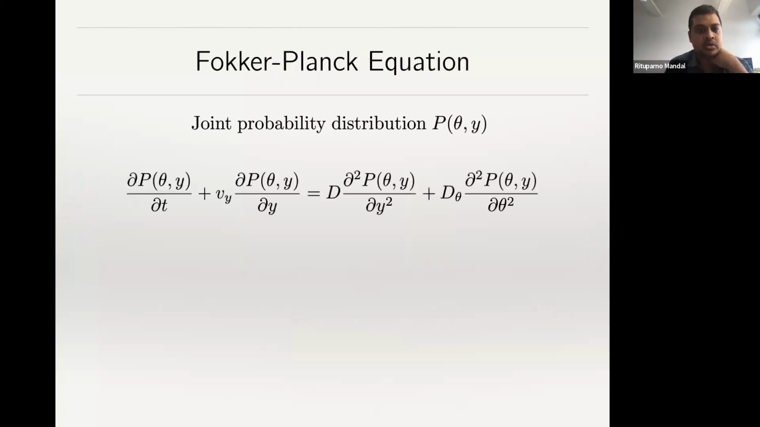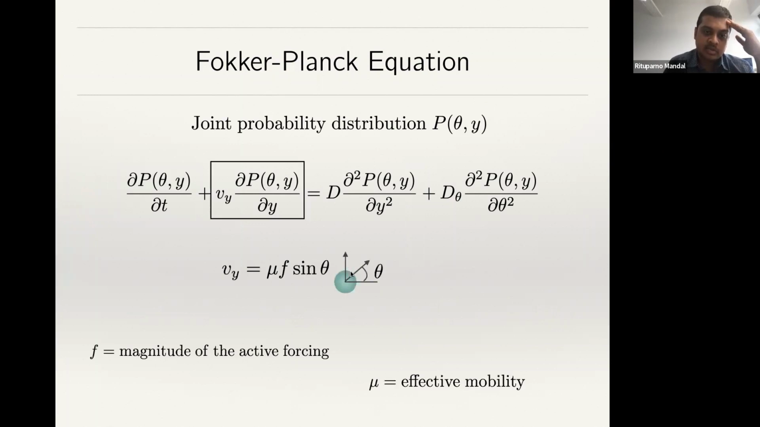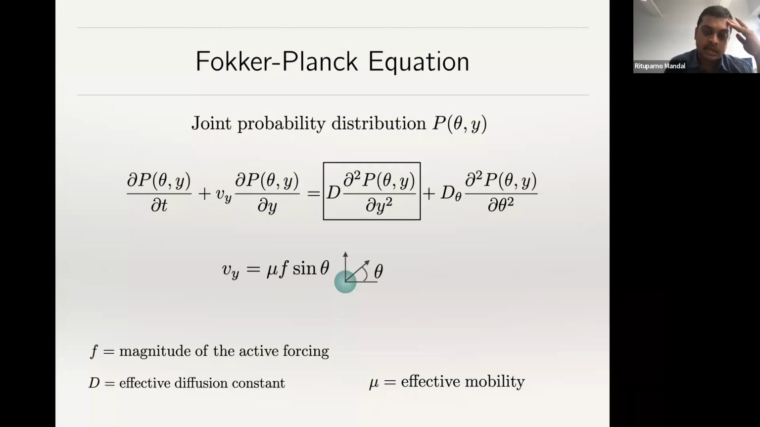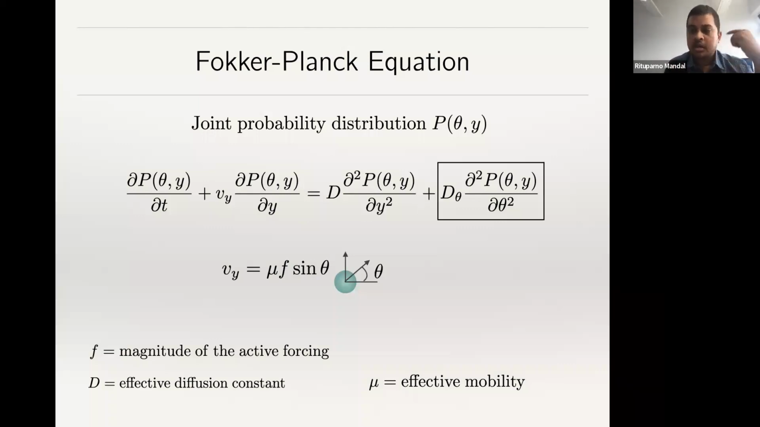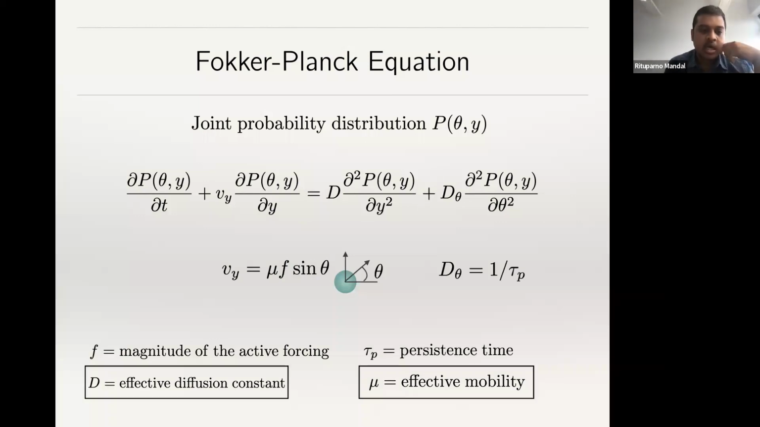So here is the equation where the first term is dictating the evolution, the second is the drift along y. And this is being done with active forcing, right? So it is being driven by f sin theta with the prefactor of mu, which is the effective mobility. And then the third term is the diffusion along y. So here y is the shear gradient direction. And the final term is coming from the diffusion in the theta sector, right? And so if you look at these parameters, we know what f and tau p are, but these are two new effective parameters, D and mu. And for now, we don't have any idea what the values of D and mu are.